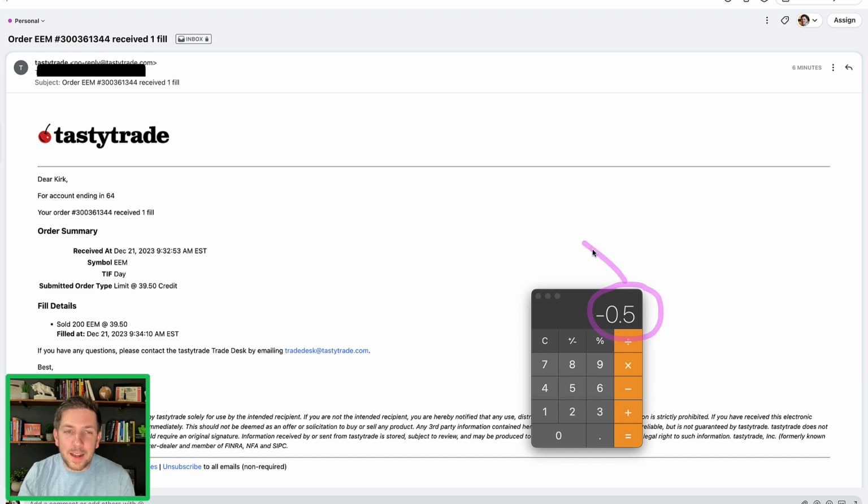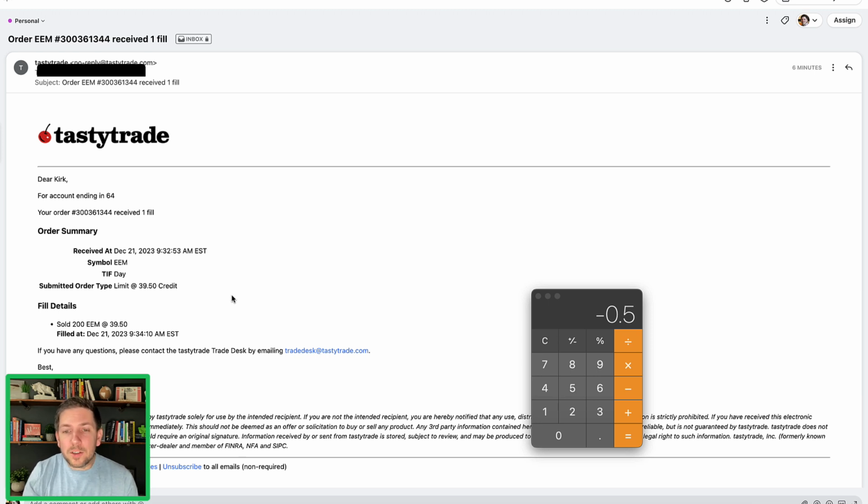That actually makes a lot of sense. I'm glad we started with this EEM position because it makes a lot of sense. We were assigned shares at 40, which means we had to buy shares at 40. And then we sold shares at $39.50 when the market rebounded this morning. So the difference between those, just for the shares component right now, is negative 0.5. So basically 50 cents is the difference for the shares.